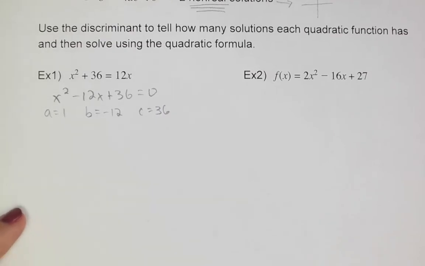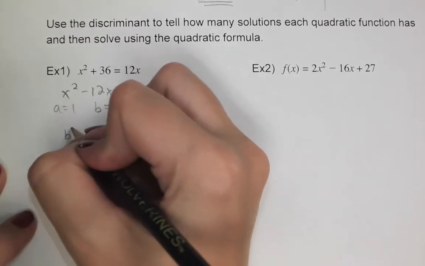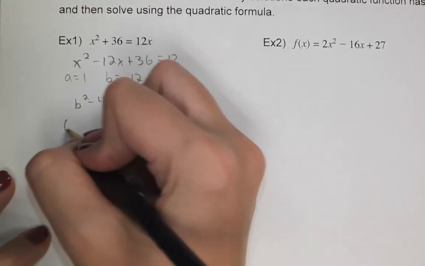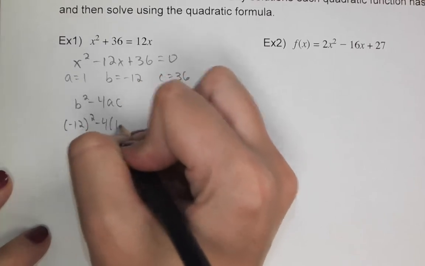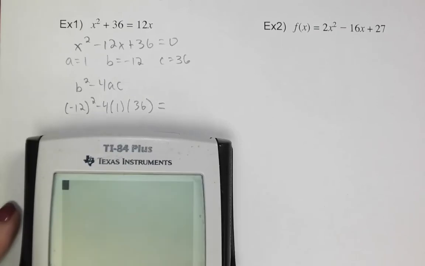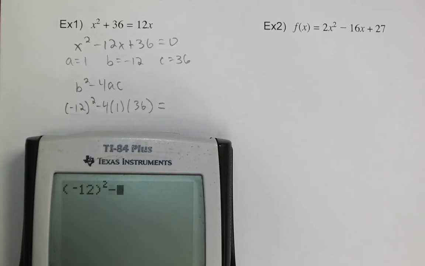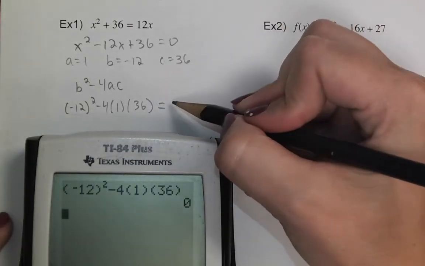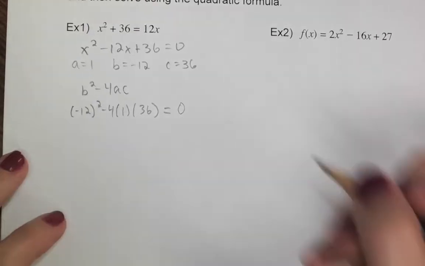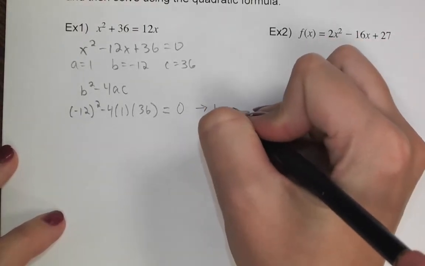So now let's plug that into the discriminant. So the discriminant is this guy. So I'm going to have negative 12 squared minus 4 times 1 times 36. This, I would suggest just plugging the whole thing right into the calculator just like that. Make sure you use parentheses, because if you don't, you're going to get a wrong answer. You could actually leave out that 1 because we know multiplying by 1 doesn't do anything. Oh, look at that. I get 0. So that should tell us that we are going to have 1 real solution.